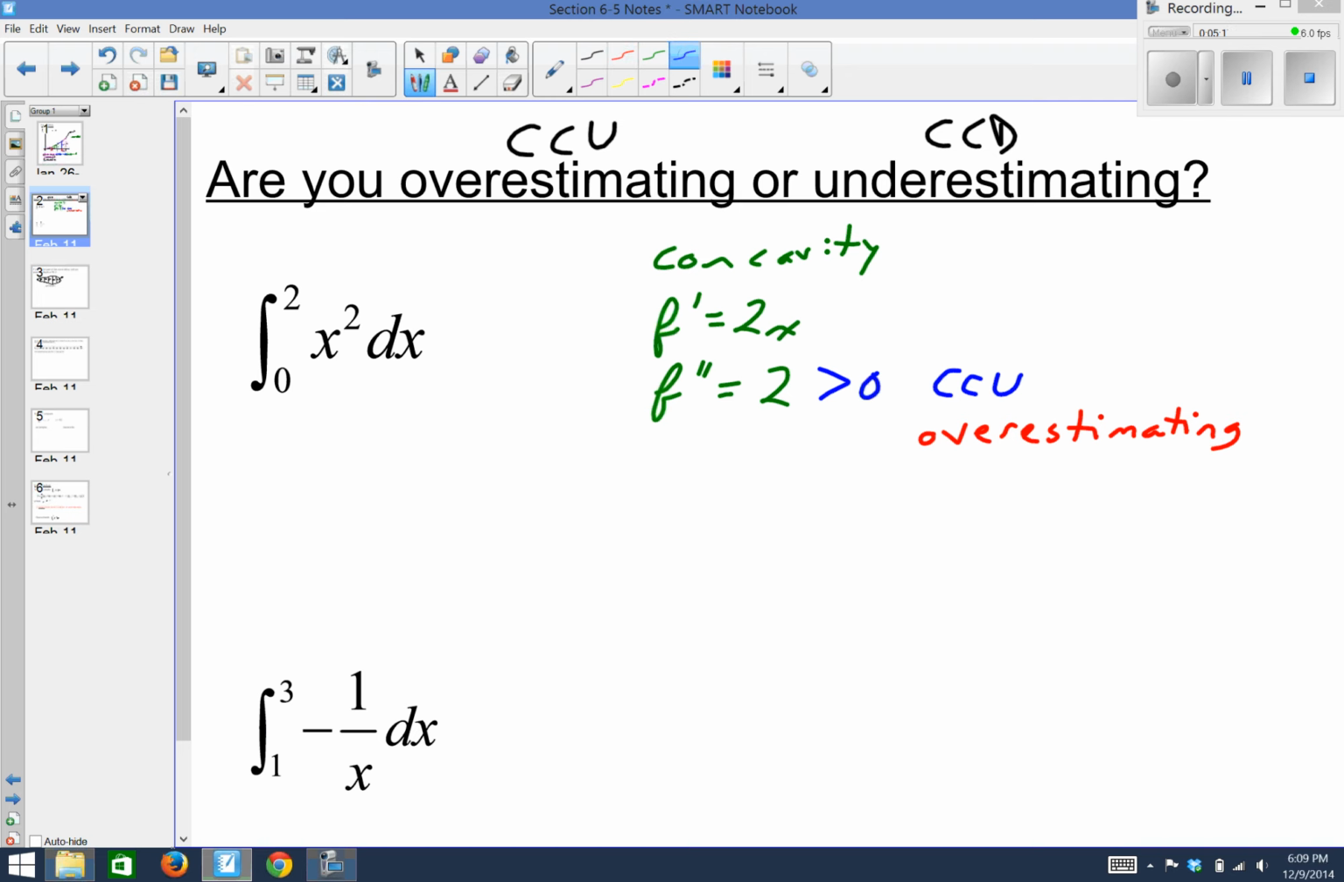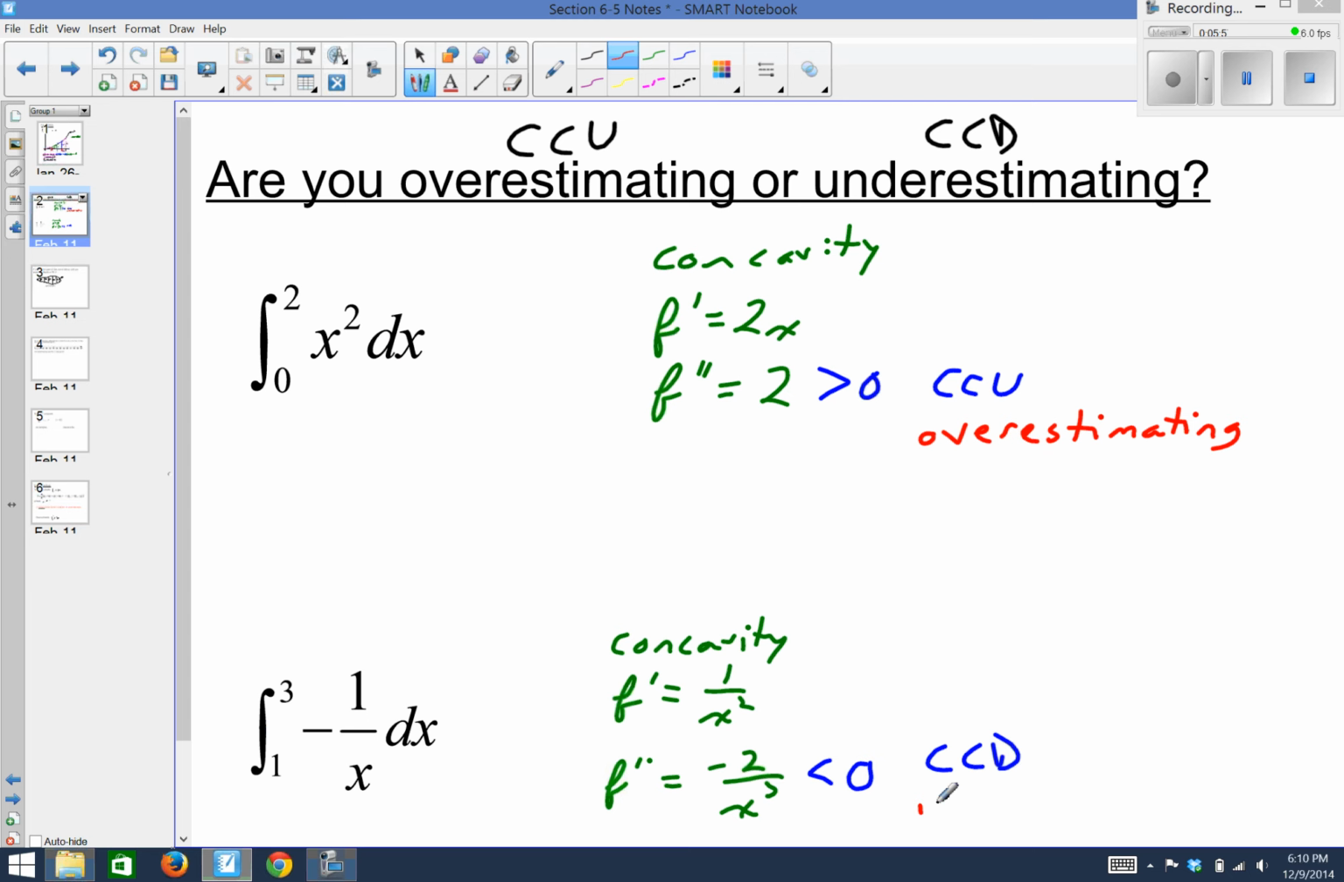For another example here, if we look at negative 1 over x, well, again, without actually doing trapezoid rule, if I look at concavity, I can decide if it'll be an over or underestimate. Well, the first derivative would be 1 over x squared. My second derivative would be negative 2 over x cubed. Well, because x is between 1 and 3, I know x cubed is going to be positive, while negative 2 divided by positive is going to be negative. So this is concave down, which means we are underestimating.